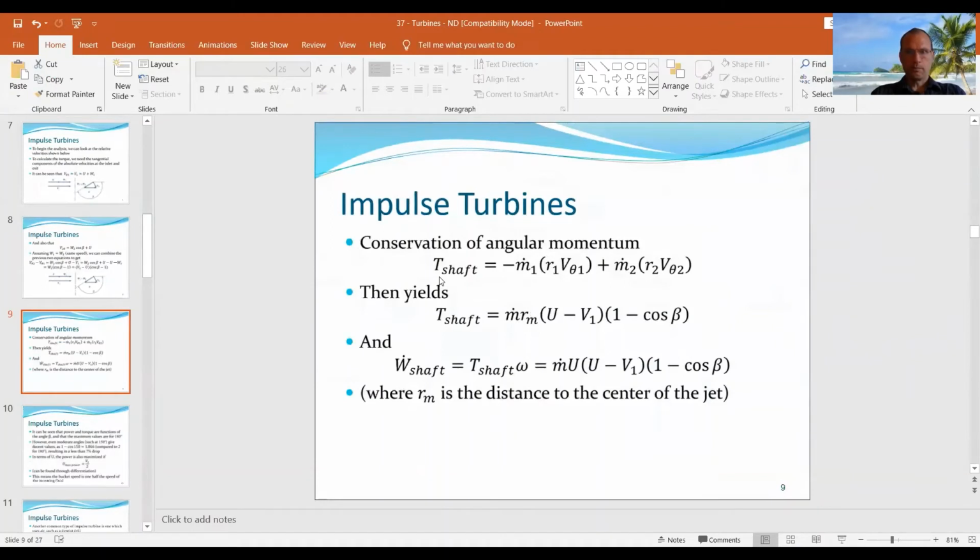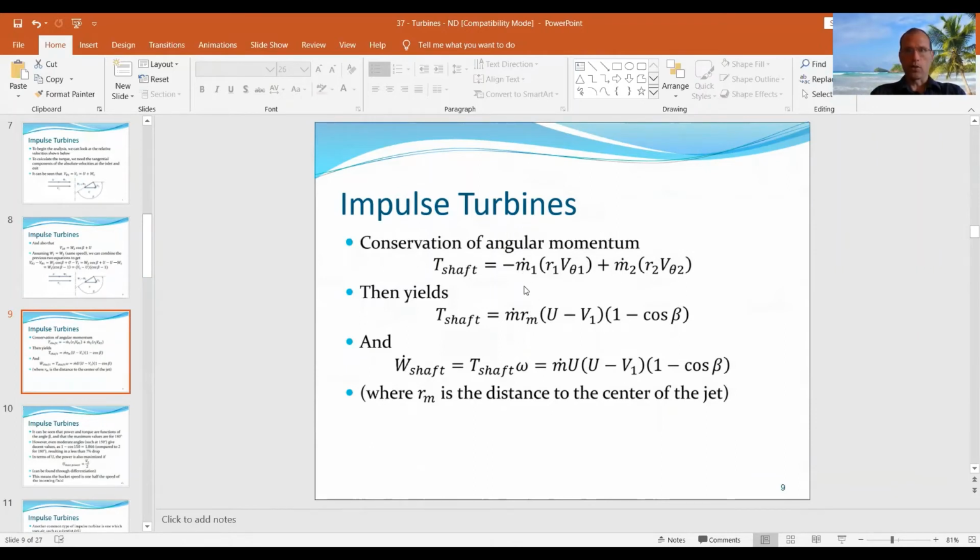Conservation of angular momentum, same as before. Shaft torque is stuff coming in, m1 dot r1 v theta 1, stuff going out, m2 dot r2 v theta 2, and then v theta 1 and v theta 2. I can use, again, those relationships from what we just had, plugging those all in.